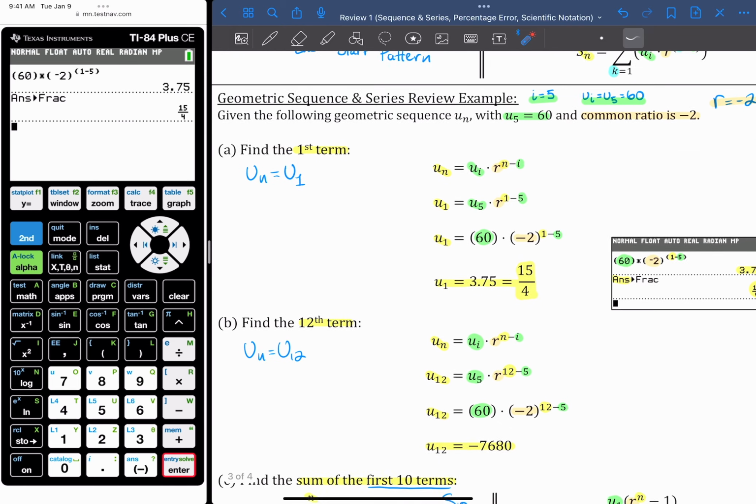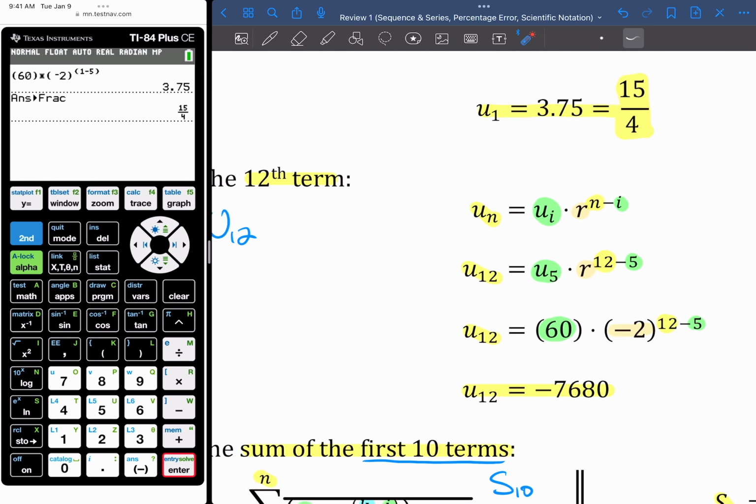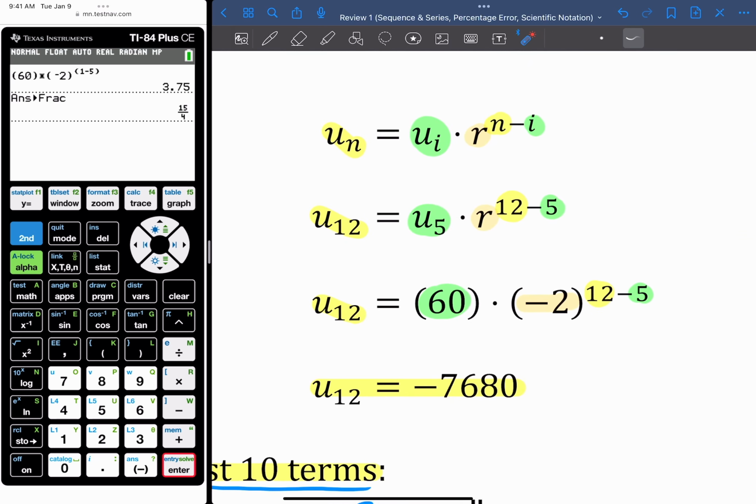Keeping with this idea, I can find any term. So I can find the 12th term. So instead of the end goal being the first term, now the goal is to end up on the 12th term. So u sub n now becomes u sub 12, which means n is now 12.